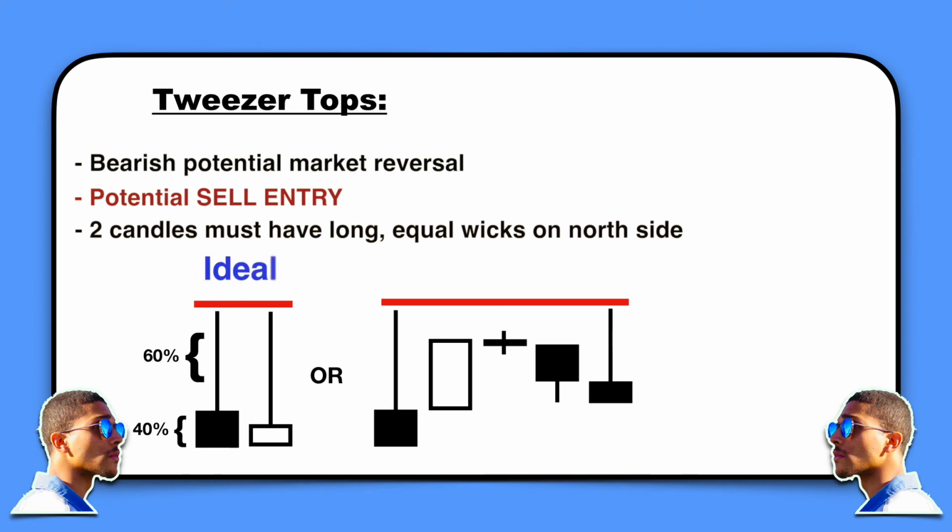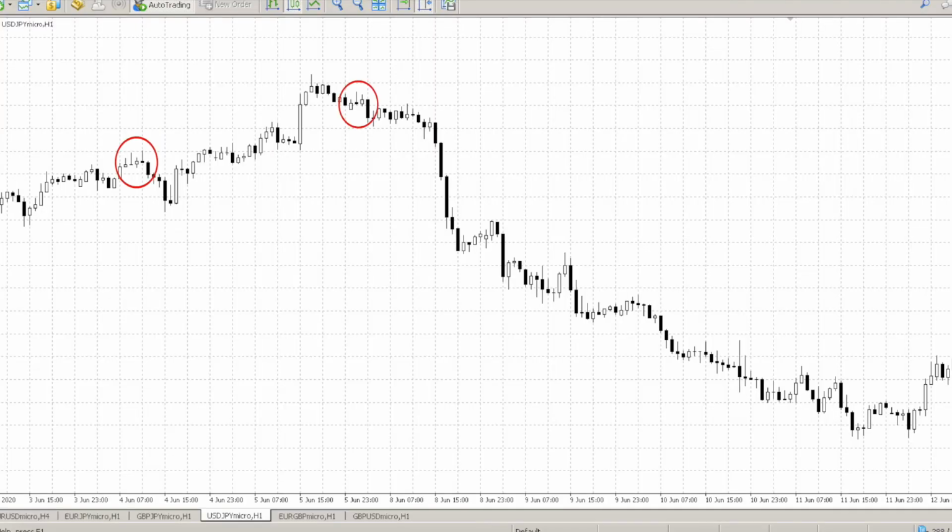An ideal tweezer top formation will take 2 candlesticks. However, what you see in the market are tweezer tops which take several candlesticks to form. An important point to note is that the wicks have to be roughly of equal height. Let's look at what tweezer tops look like on a chart. What we see here is that after tweezer tops formed, the market started dipping.